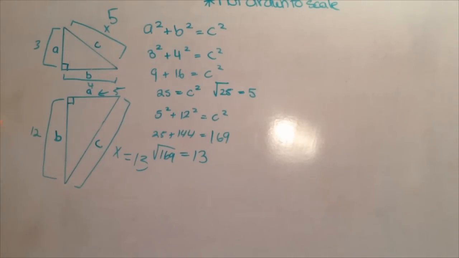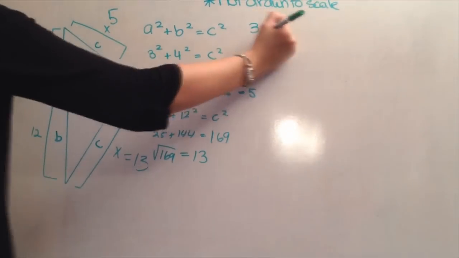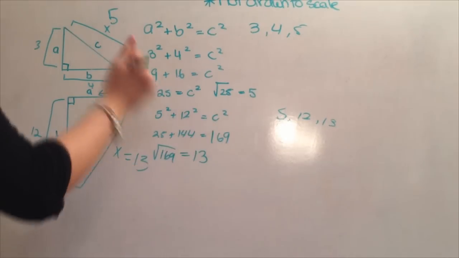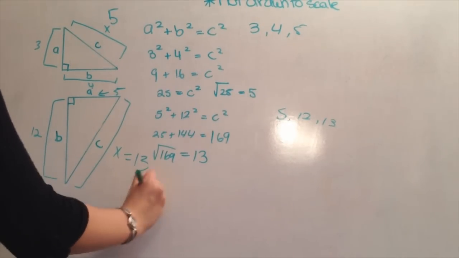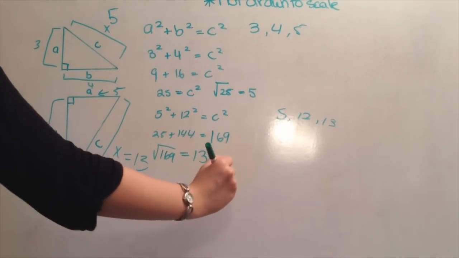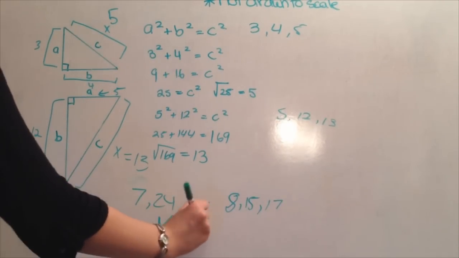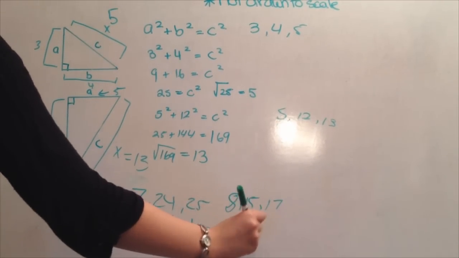These are called Pythagorean triples. This one is a 3, 4, 5. The second triangle is a 5, 12, 13. And other triples include the 7, 24, 25, and the 8, 15, 17. Other triples also include their multiples and other numbers that are not whole.